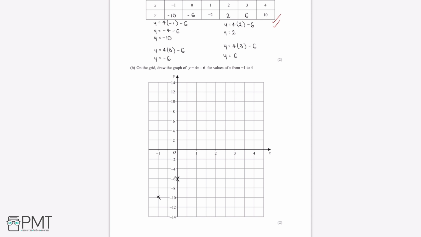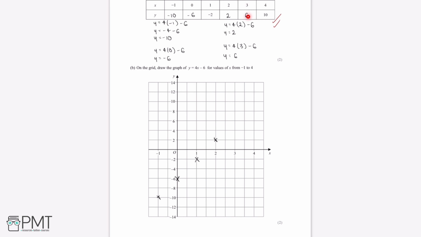Next we have the coordinate 1, negative 2. So we're going to want 1 on the x-axis and then negative 2 on the y-axis, which is here. And we can see that we're starting to form a straight line. So next we have the coordinate 2, 2. So we'll want 2 on the x-axis, 2 on the y-axis.